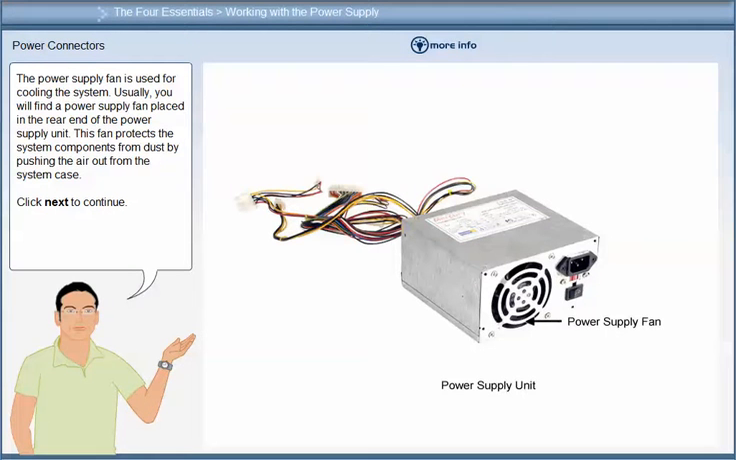The power supply fan is used for cooling the system. Usually, you will find a power supply fan placed in the rear end of the power supply unit. This fan protects the system components from dust by pushing the air out from the system case.